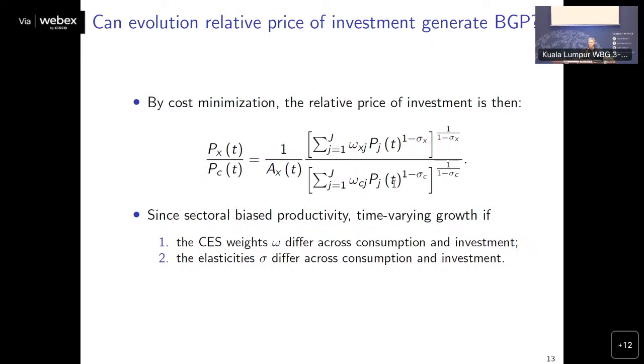So agriculture is growing at a faster rate than manufacturing, and agriculture is much more important in consumption than it is in investment. Services are growing at a slower rate. Services is much more important in consumption than it is in investment. Manufacturing is the opposite. It's more important in investment. Does that make sense? Okay. So in general, the relative price of investment is going to be moving around.